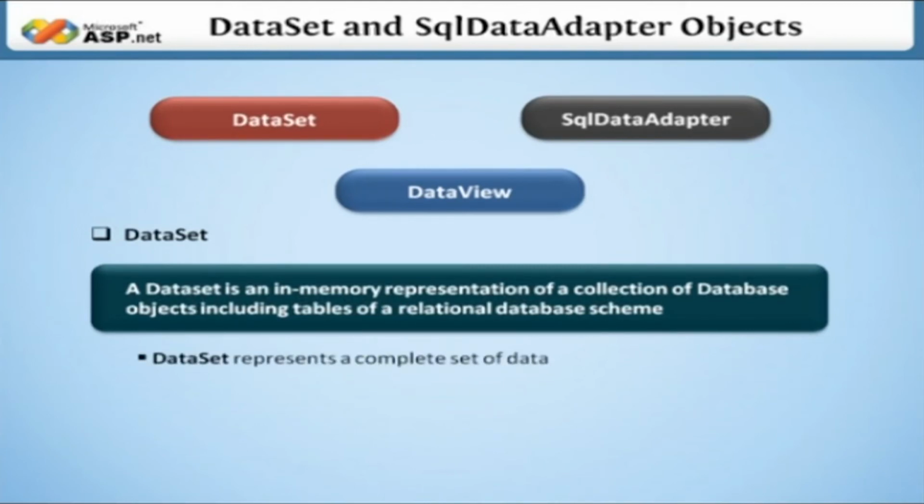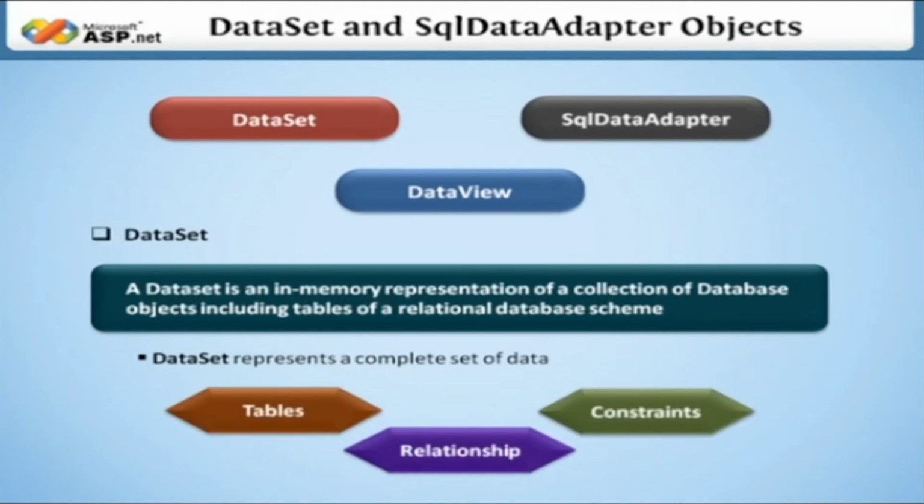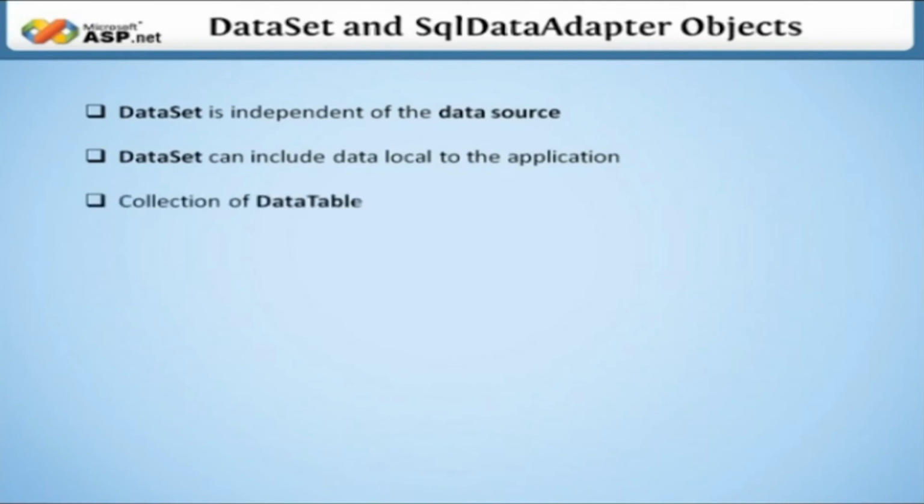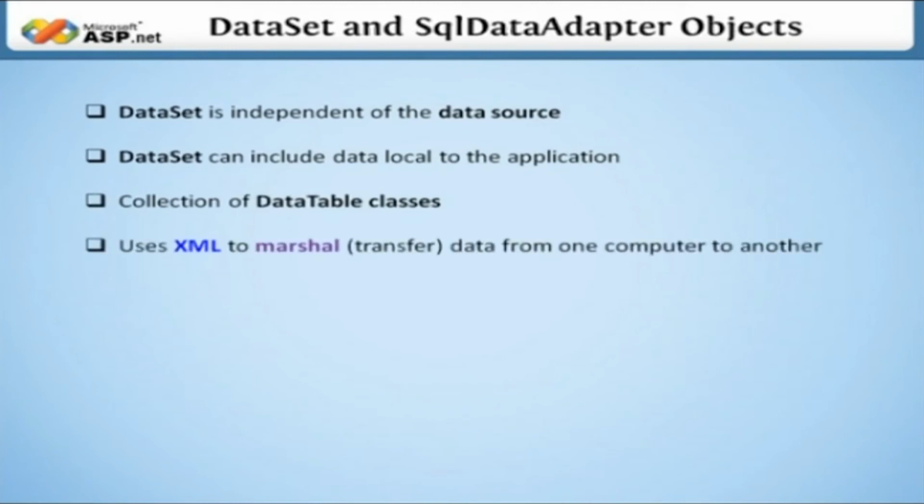The dataset represents a complete set of data, including tables, constraints, and relationships among the tables. Because the dataset is independent of the data source, a dataset can include data local to the application, as well as data from multiple data sources. The dataset class is a collection of data table classes where it can hold data from multiple tables, but it is much more than that. The dataset automatically uses XML to transfer or to marshal data from one computer to another.